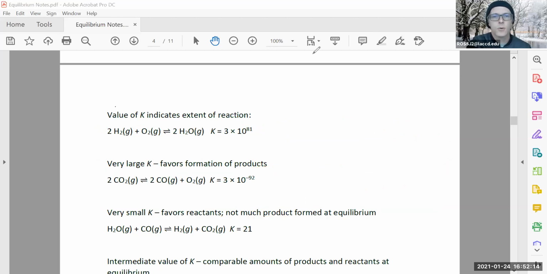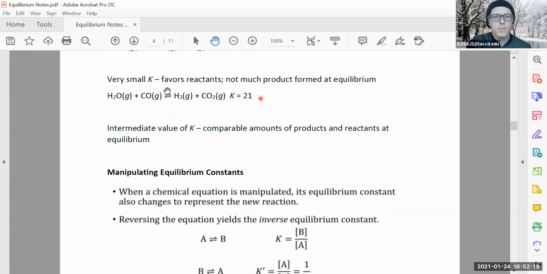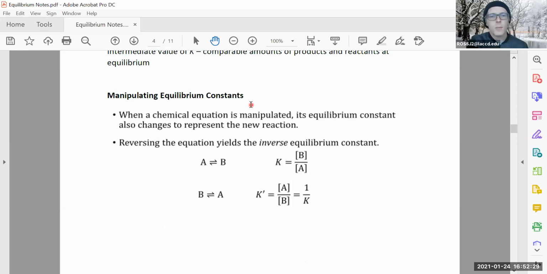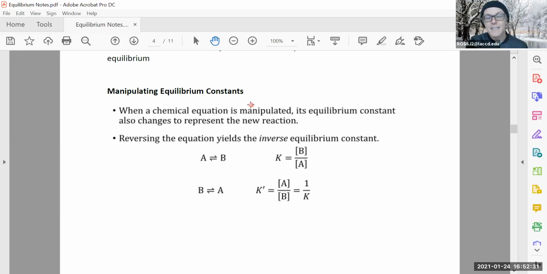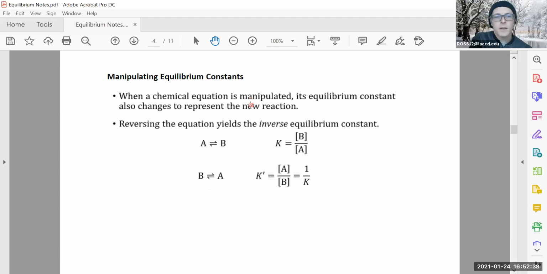Okay, so let's scroll downwards, and we can have intermediate K values, which again are in between. Let's look at manipulating equilibrium constants. So let's see the rules of the game, what we can do with them. Okay, so when a chemical equation is manipulated, its equilibrium constant also changes. So take these 2 reactions here.